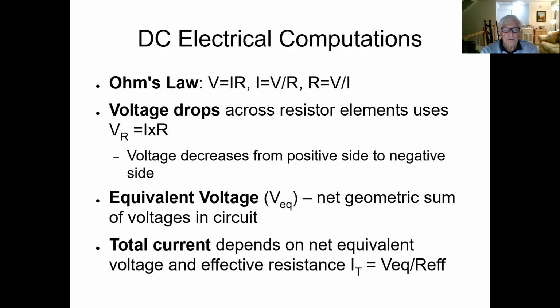And we can talk about an equivalent voltage, which is a net geometric sum of all the voltages. In other words, we could have more than one voltage source, okay? And those voltage sources can be opposite one another, or they can add up. In either case, you add the geometric sum to get an equivalent voltage for that particular DC circuit. So the total current depends on that net equivalent voltage, divided by the effective resistance. So IT equals V equivalent divided by effective resistance.